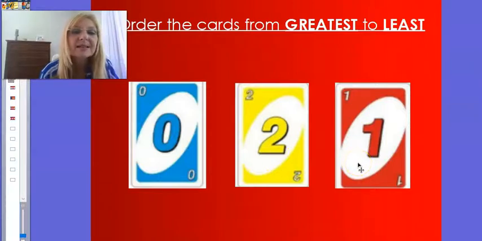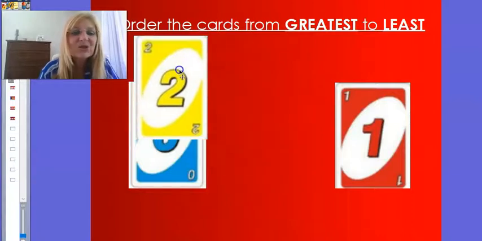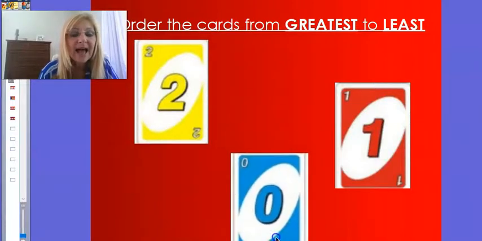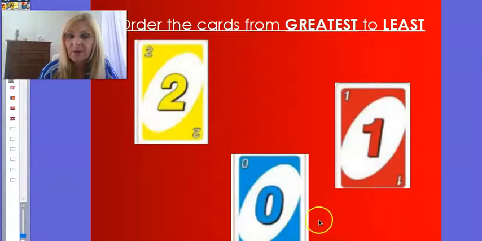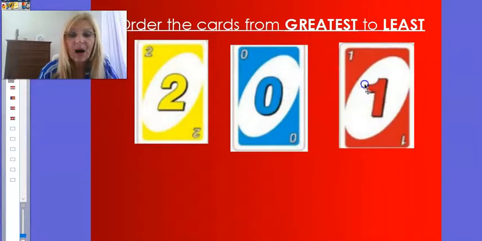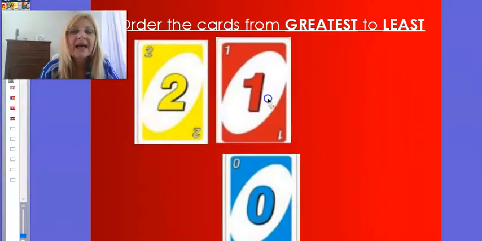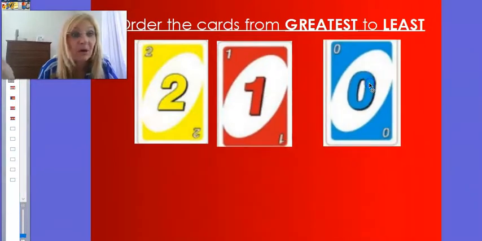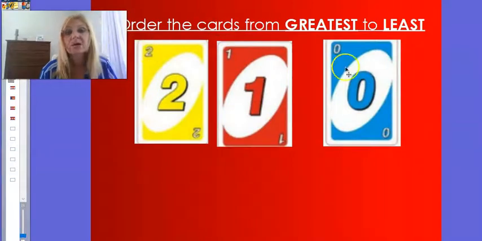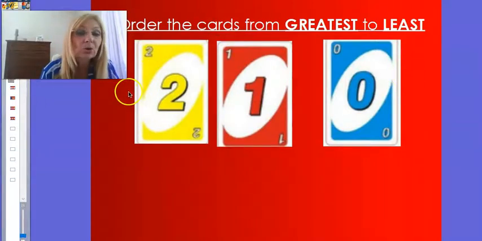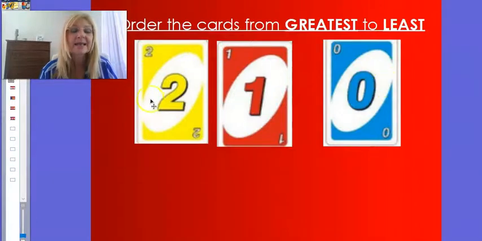So, which one of these numbers is the greatest? Yes, 2. And then what would be next? 0? And then 1? Is that right? No. Next would be 1. And the smallest is 0 because that's nothing, none. We put them in order from the biggest to the smallest, from the greatest to the least.